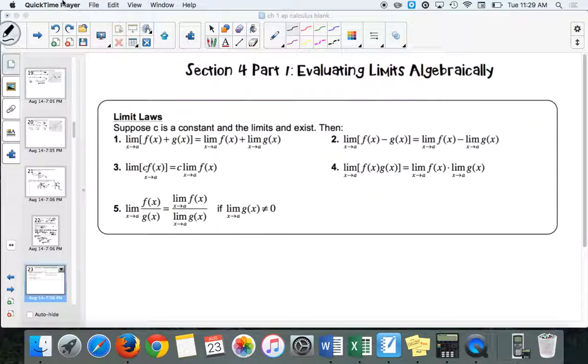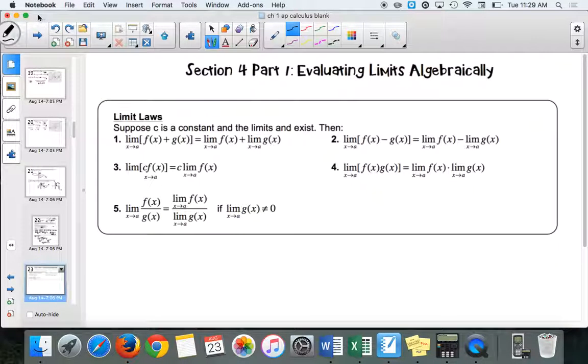All right, so section 4, part 1 is evaluating limits algebraically. So there's always some kind of method, instead of using a graph and table, a way that we can figure out what the limits are. Well, not always, but usually there is a method. Sometimes you do have to graph it. All right, so we're going to start out with the limit laws.